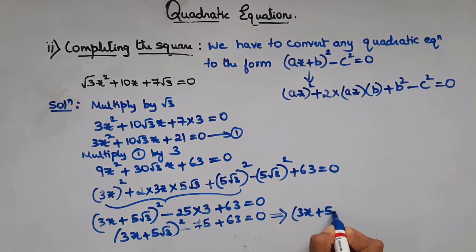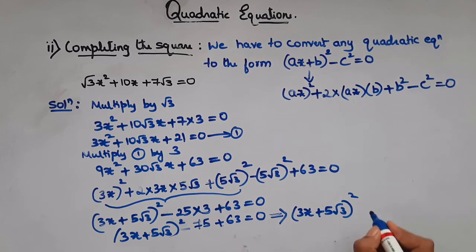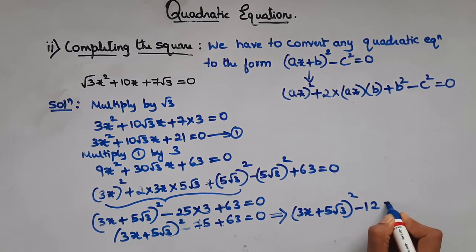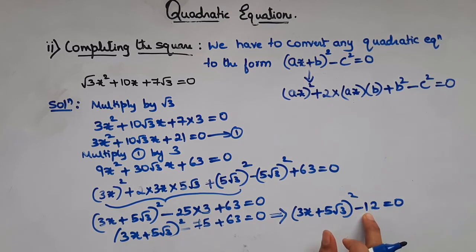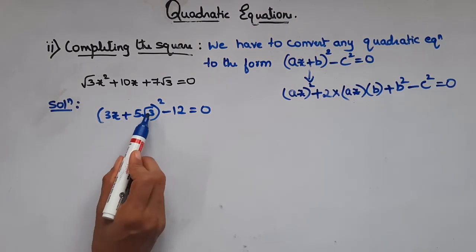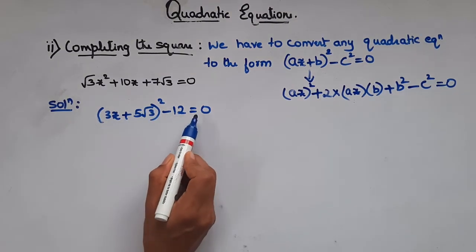3x plus 5 root 3 the whole square minus 75 plus 63 is minus 12, which is equal to 0, right? So now this equation is of the form ax plus b the whole square minus c square. Here the c square is 12, which is equal to 0. We will continue this, but before that pause the video and note this down. So now we have 3x plus 5 root 3 the whole square minus 12 is equal to 0.